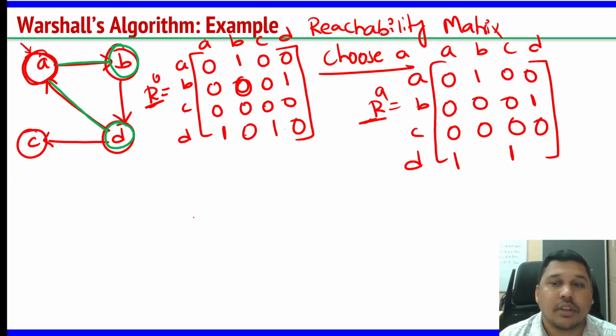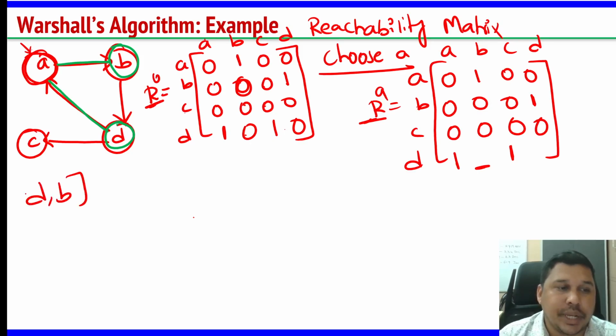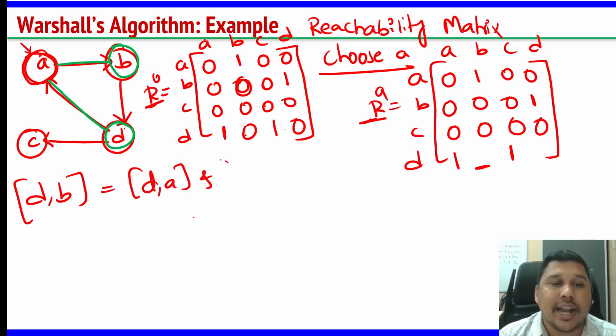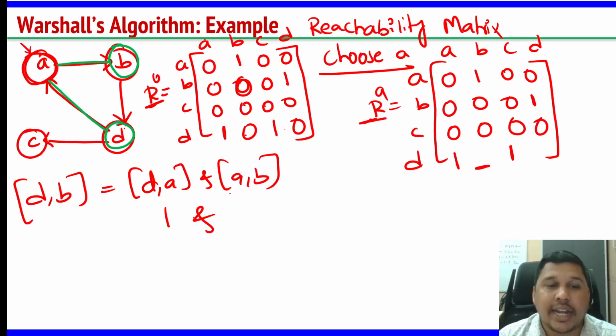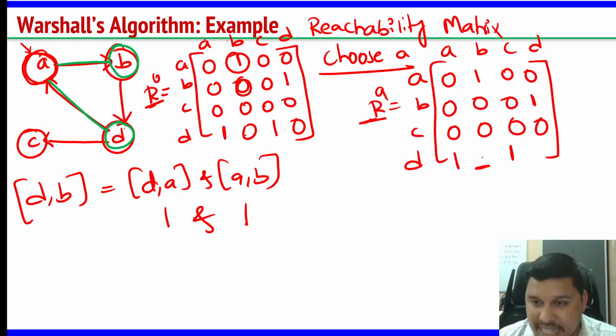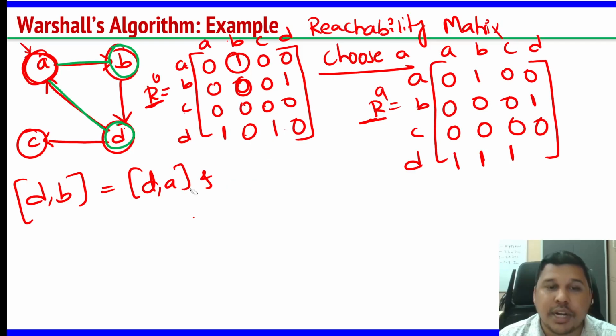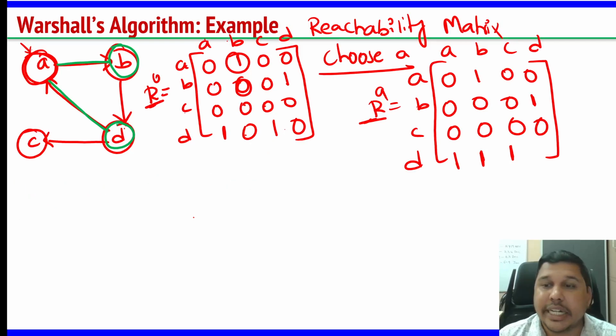Next, go to this box, D to B. I want to show a path from D to B. See, this will work here. This is very important. D to B, I want to show a path using the help of A. Can we do that or not? So check D to A and A to B. What is the D to A value? 1. And the A to B value? Here it is 1. 1 and 1 means yes. This 1 indicates that there is a possibility of having a path from D to B.